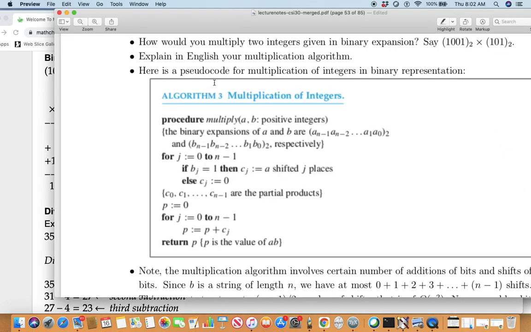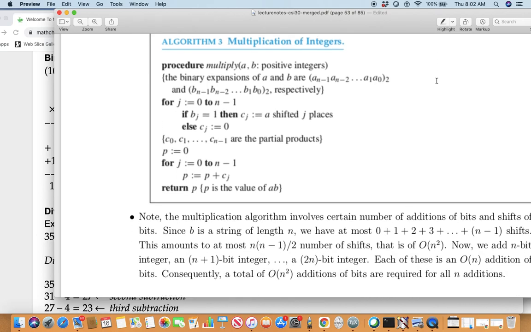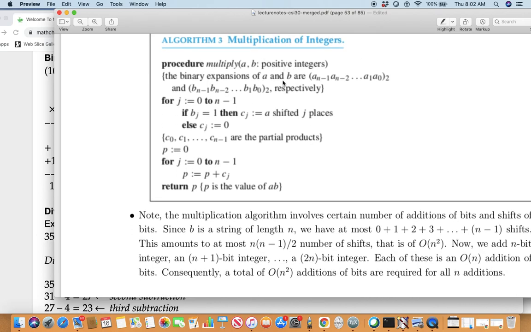So let's look at a pseudocode. You have a and b, two positive integers, with binary expansions given accordingly. So you go from right to left of b. This is the second number. You start multiplying with b0, then multiply by b1 and so on. If bj is 1, then cj is a shifted j places, you see.